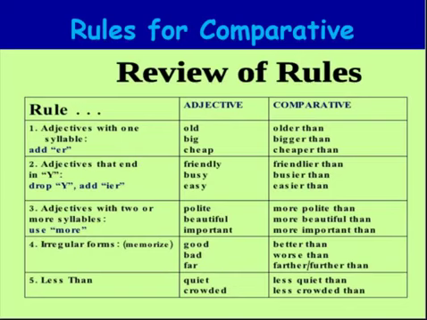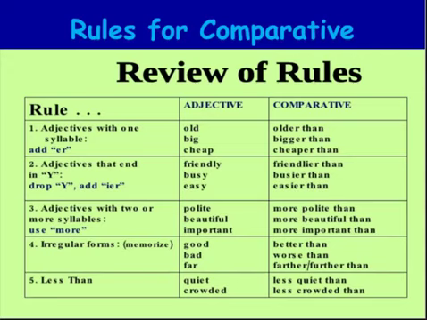Rule number 2: for adjectives that end in y, we have to drop the y, and after that we have to use ier. Before the y, we see that there is a consonant, and then we have to apply this rule. Friendly, friendlier, busy, busier, easy and easier.